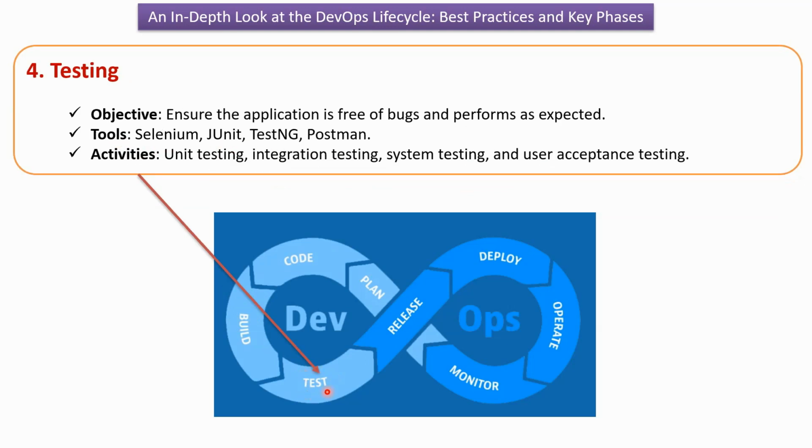Fourth step is testing. The objective is to ensure the application is free of bugs and performs as expected. Tools used are Selenium, JUnit, TestNG, and Postman. Activities are unit testing, integration testing, system testing, and user acceptance testing.